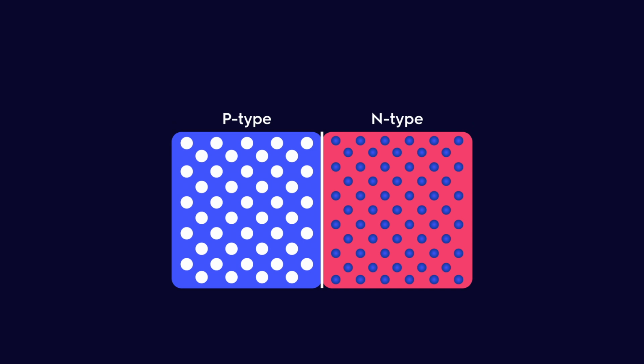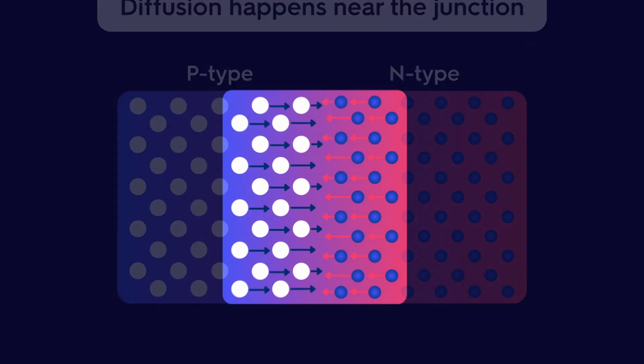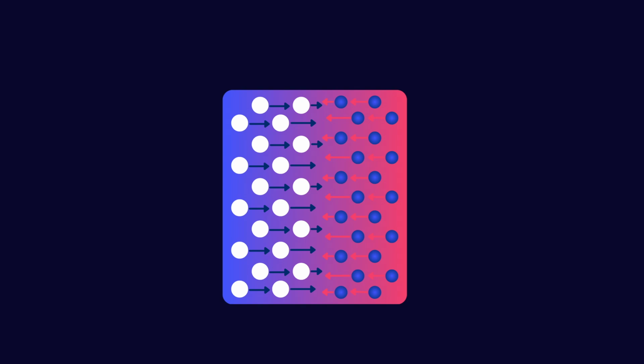So, what happens when the two sides first touch? Imagine there's no barrier at the interface. Like gases, carriers initially spread from high concentration to low concentration. That spreading is diffusion. Right away, holes diffuse from the p side into the n side, and electrons diffuse from the n side into the p side. This is strongest right near the junction, where the concentration changes.